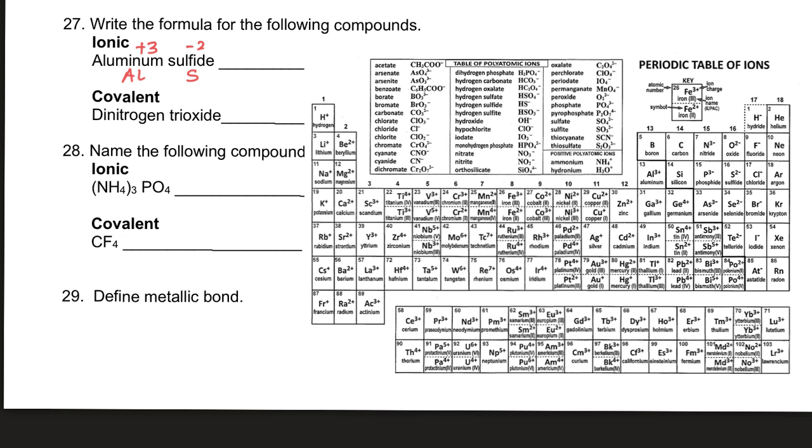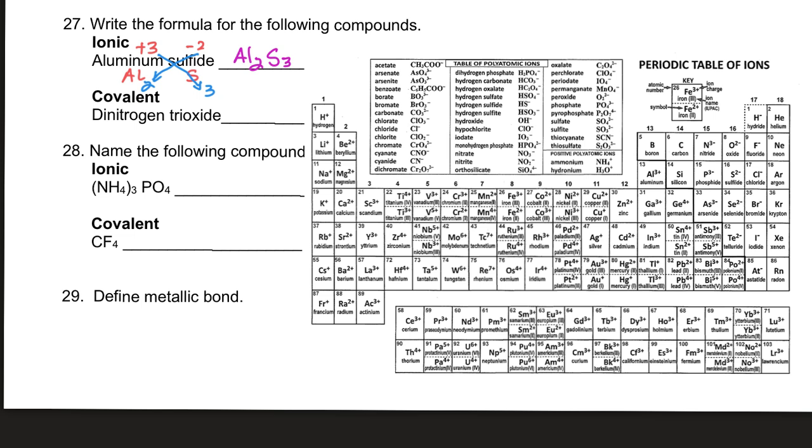And all I'm going to do here is crisscross. So I'm going to bring the 2 down and put a 2 here and bring the 3 outside and put a 3 down there. So my final formula, if I'm writing that formula down, let's use purple here to distinguish. I'm going to have a formula here of Al2S3. And there is my formula for the aluminum sulfide.